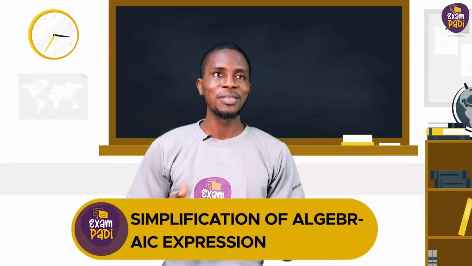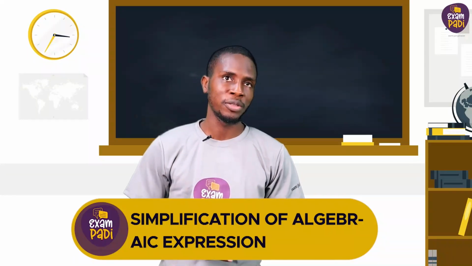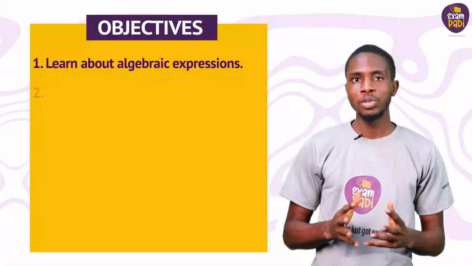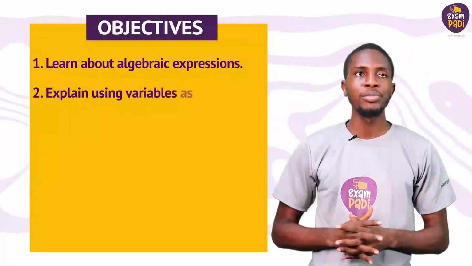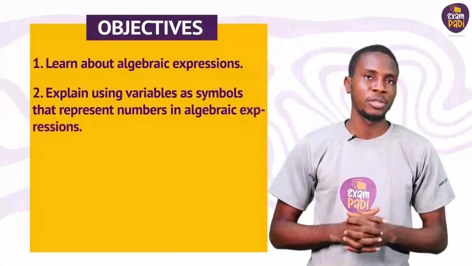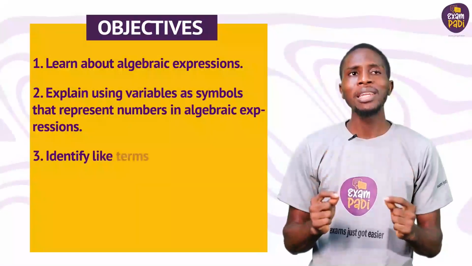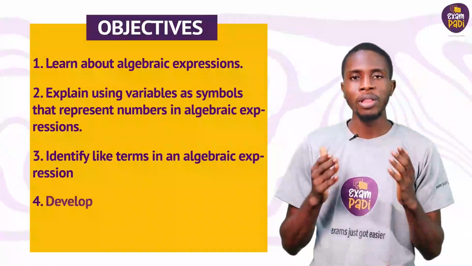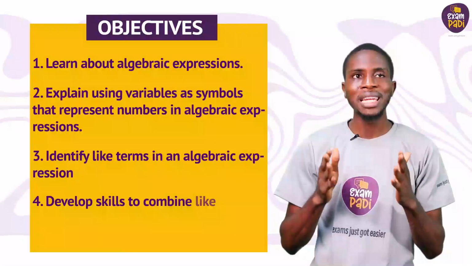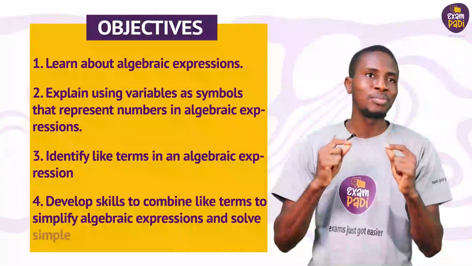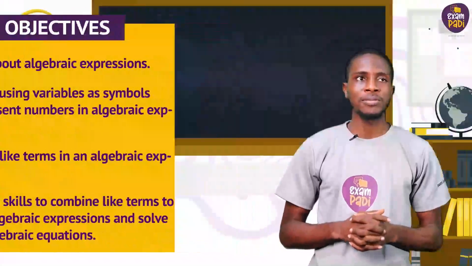Our topic today is simplification of algebraic expression. In this lesson, we will: 1. Learn about algebraic expressions. 2. Explain using variables as symbols that represent numbers in algebraic expressions. 3. Identify like terms in an algebraic expression. And 4. Develop skills to combine like terms to simplify algebraic expressions and solve simple algebraic equations.